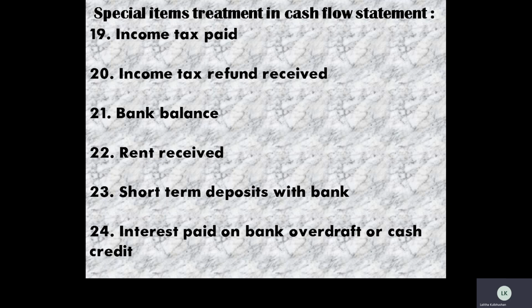Short-term deposits with the bank, again, is an item of the cash and cash equivalents. And the next item is interest paid on bank overdraft or cash credit. It means actually it is interest paid on short-term borrowings. Again, children, it is purely a financing activity, but you can get its effect in the non-operating expenses as well under the heading operating activities. So these are some very few items and their treatment in the cash flow statement.